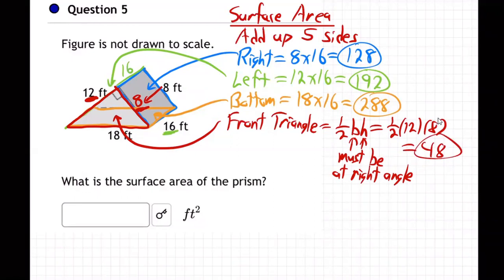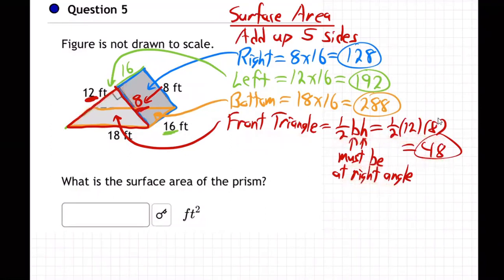Does that make sense? Because the base and the height have to be at 90 degrees. Remember, height is always 90 degrees to the base, right angle to the base. So the 12 and the 8 are the base and height. What about the 18? We don't do anything with that. That's not the base or height. For area of a triangle, it's a half base and height. The base and height must be at a right angle to each other. So it's the 12 and the 8, half of 12 times 8, 48.